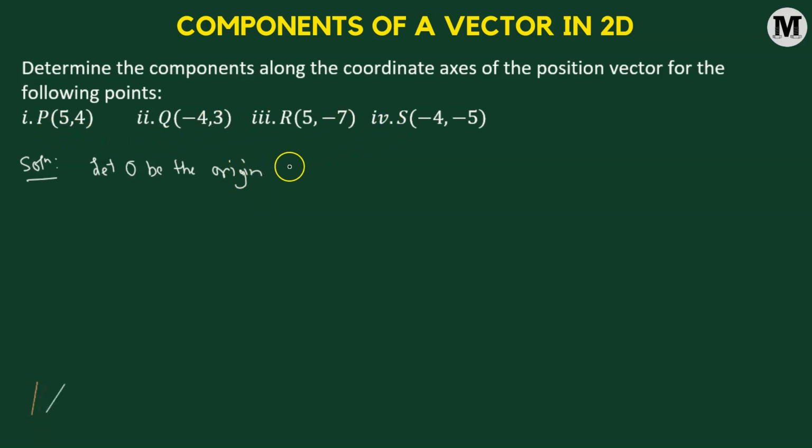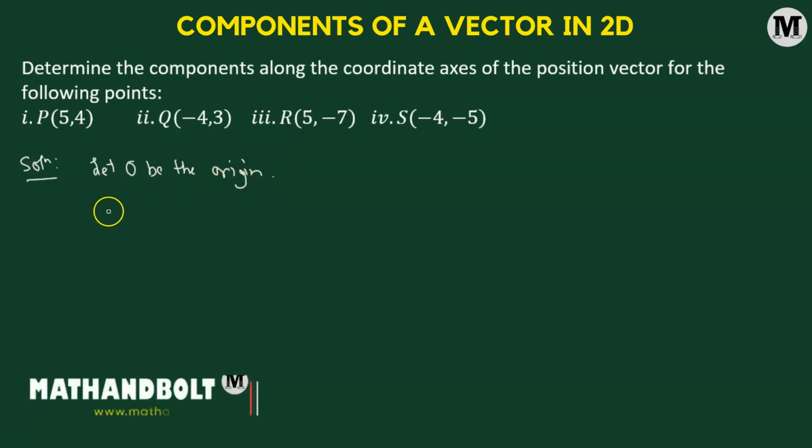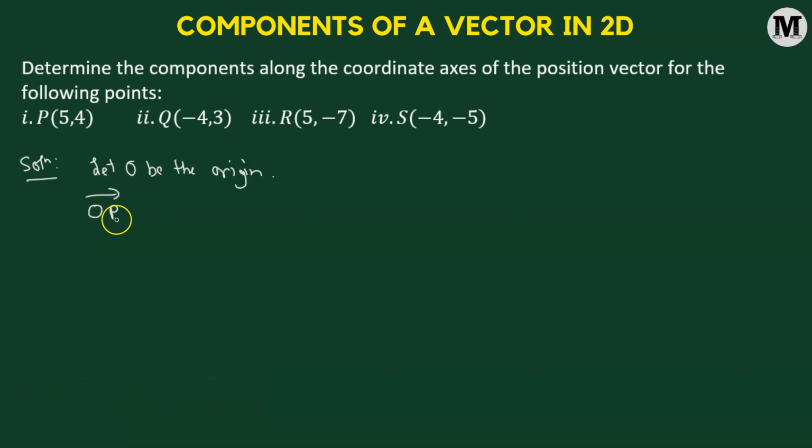Q, R, and S. Then, if O is the origin, then if we join points O and P with the help of a directed line segment going from point O towards P, then the vector OP is simply going to be the position vector of the point P.